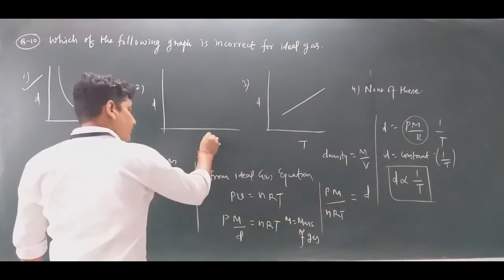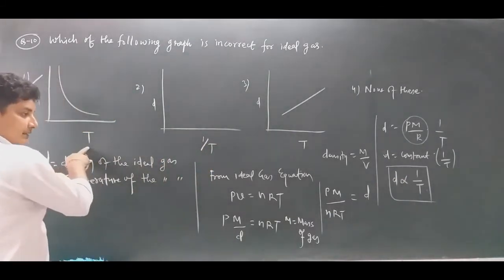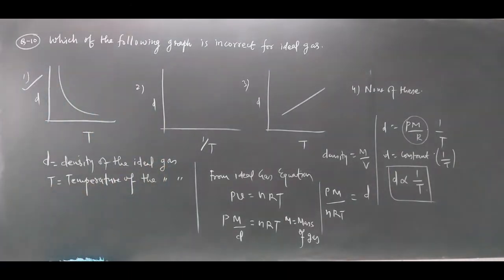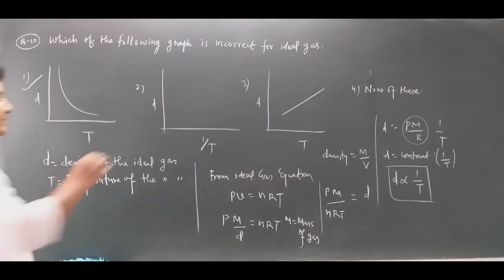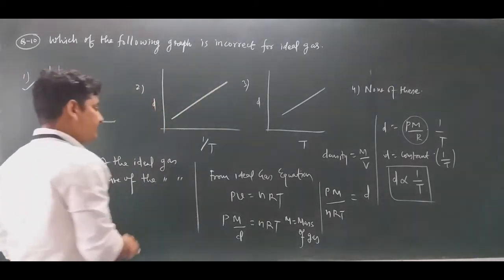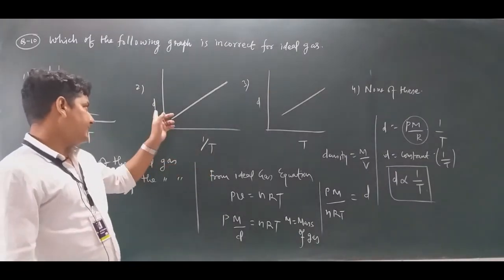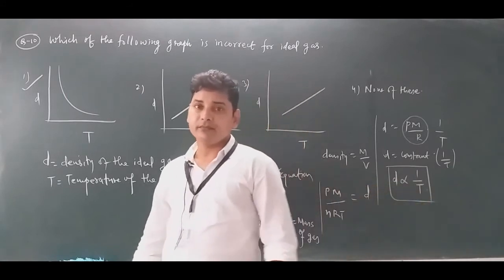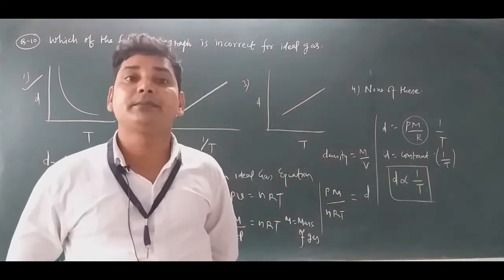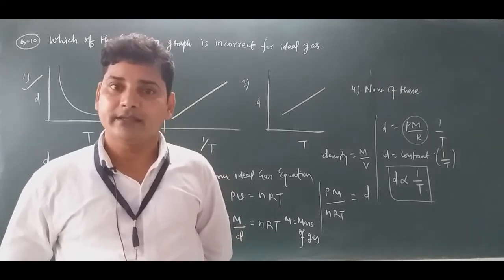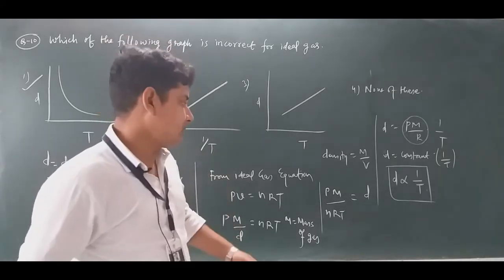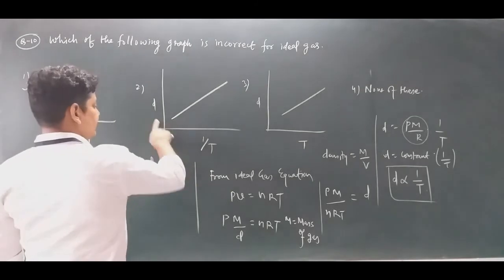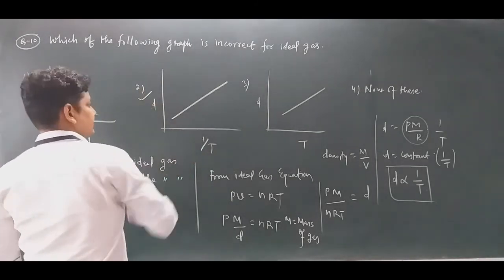Also D is directly proportional to 1 by T. So if we take 1 by T here in place of temperature, and D here, there will be a straight line, because density is directly proportional to 1 by temperature. So this is a straight line equation, D proportional to 1 by T. So this is also correct.